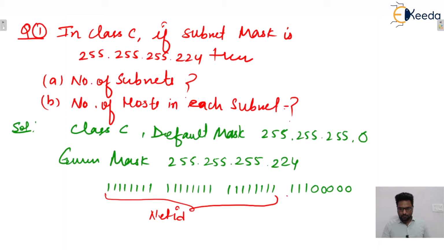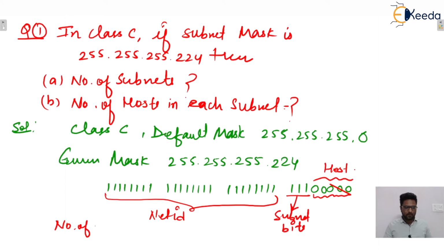Now, there are three more consecutive ones, that is the subnet mask. So these bits will be subnet bits. Subnet bits means these bits will be used as a subnet ID. And the remaining bits where all zeros are there will be utilized as host bits. So here you can see, the number of subnets will be how many? The number of subnets will be 2 raised to power the number of subnet bits. 3 subnet bits are there. So 2 raised to power 3 minus 2, that is equal to 6.